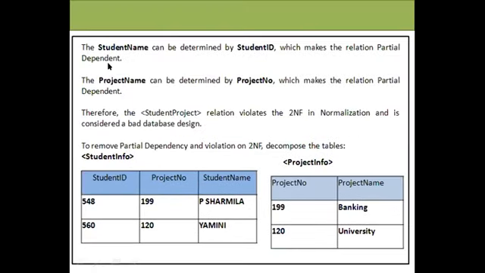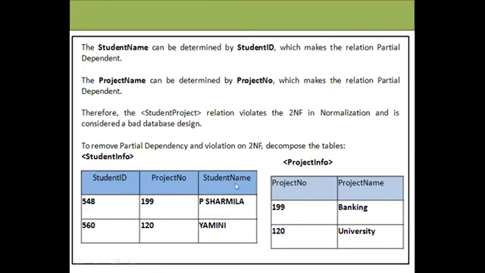Now see, the student name can be determined by student ID, which makes the relation partially dependent. Next, project name can be determined by project number, which makes the relation partially dependent. Therefore, the student project relation violates 2NF in normalization and is considered a bad database design. Now, to remove partial dependency and the violation of 2NF, I have to decompose the table. As I discussed earlier, decompose this table: student info as one table and project info as another table, with student ID, project number and student name.